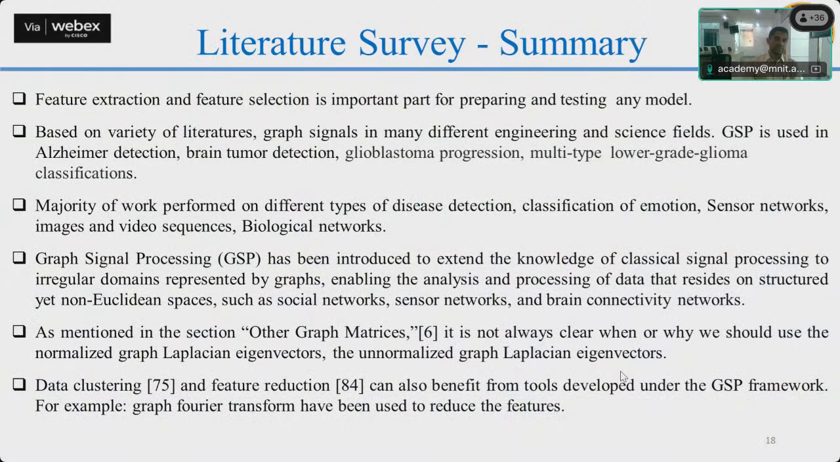Now coming to the literature survey. So what has been done here? When we are looking at feature extraction and feature selection, they are an important part based on a variety of literature. Graph signals have been taken in many different engineering and science fields: GSP, seizure detection, brain tumor detection, glioblastoma progression, and multiple type lower grade glioma classification. The majority of work was performed in different types of disease detection, classification, emotion, sensor network, image and video sequences, and biological networks.